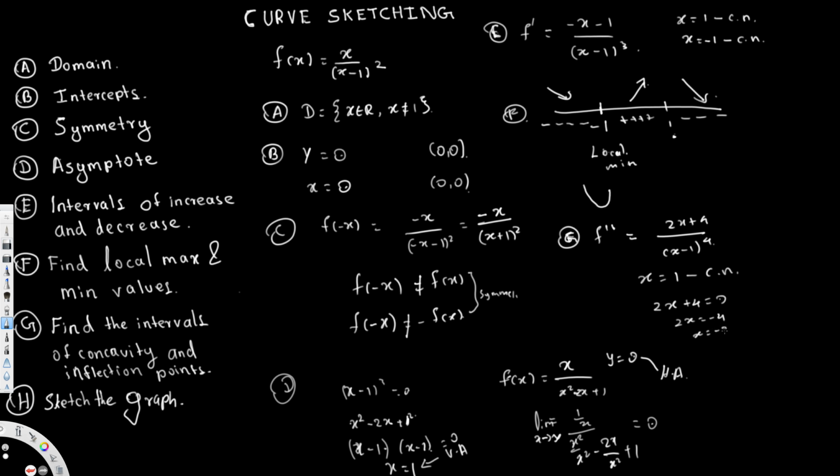Therefore x is equal to negative 2. So this is another critical number. Now we have to check the values in between the critical numbers, whether it is positive or negative. So in this case, I take the negative 2 and 1. So let's see for the negative 3.